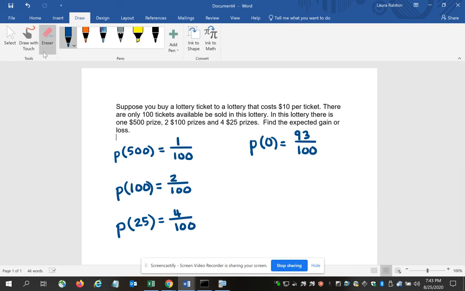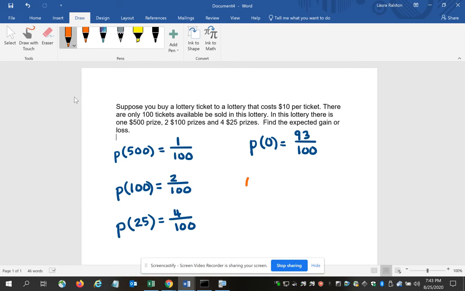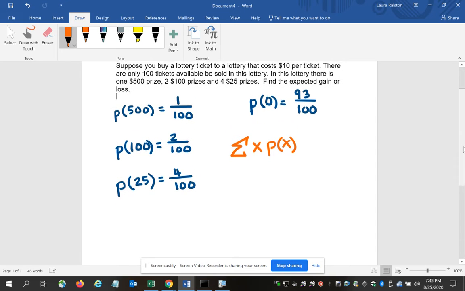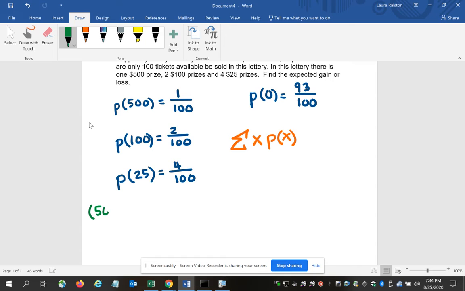And so we use a similar approach. We still use the formula for the expected value, which is the x value times the corresponding probability, and we add all those up. But here's the weird piece to it, is that you have to allow for the fact that you spent the $10 to buy the ticket. So even if you won the $500, you paid out $10 initially to buy the ticket. So you have to allot for that, and you have a 1 in 100 chance of winning it.